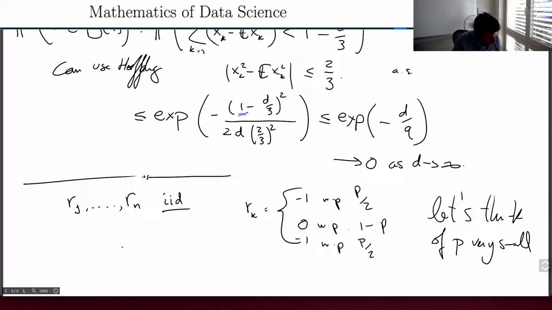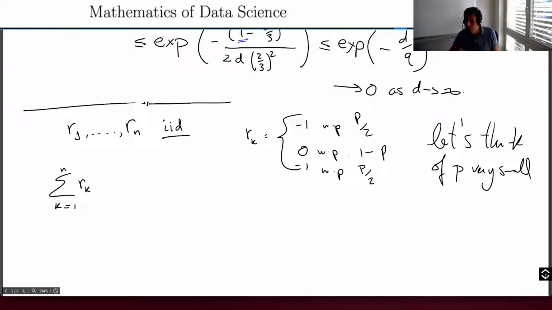And now let's say we want to understand the sum of our k's as k goes from 1 to n. Clearly, intuitively, the bigger P is, the smaller P is. If P is very, very small, the smallest this should be, right? Intuitively, this should get smaller. This should concentrate better, should be smaller for small p.